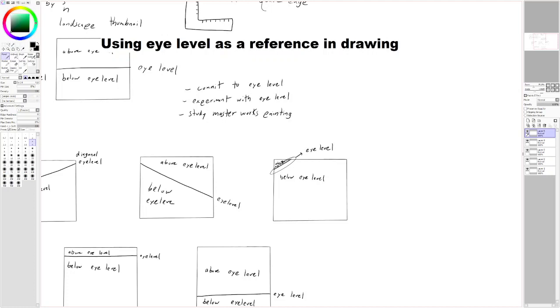I'm not saying that's a substitute for drawing. I'm just saying, study from the people that are widely known, and master it before you break it.